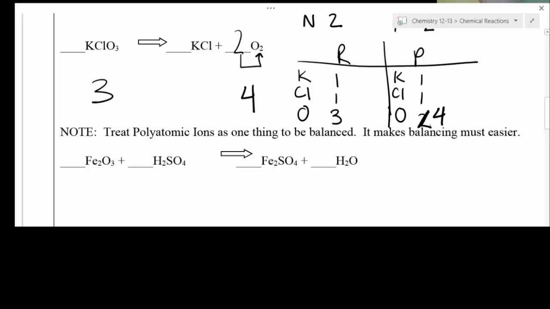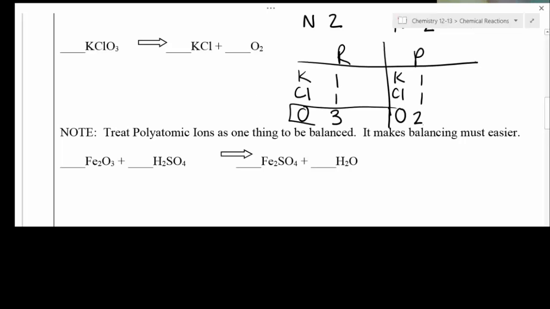So what do I do next? Well, if you added more oxygens on this side, how many oxygens does that give you? That gives you 6, so you're still not balanced. So here's what I'm going to have you do. If you get one of these where you have a 2 and a 3, the best thing is to find the least common multiple, which is 6. Okay, so I'm going to try and make both of these oxygens have 6.